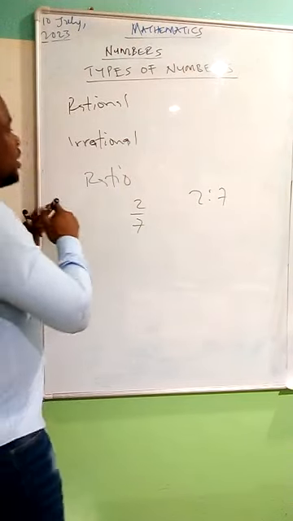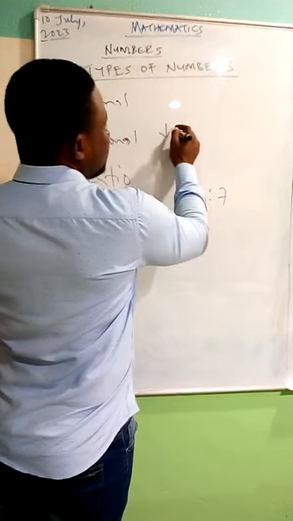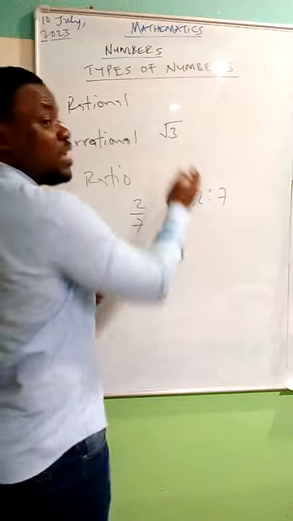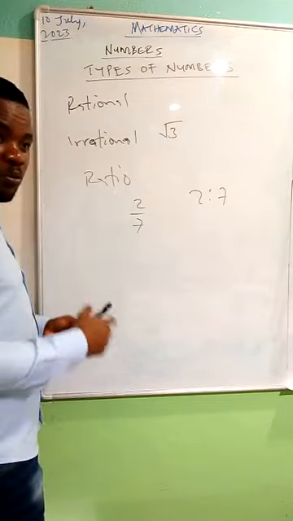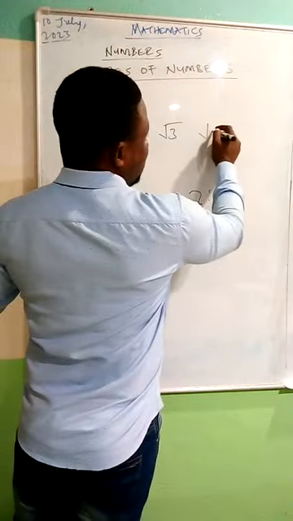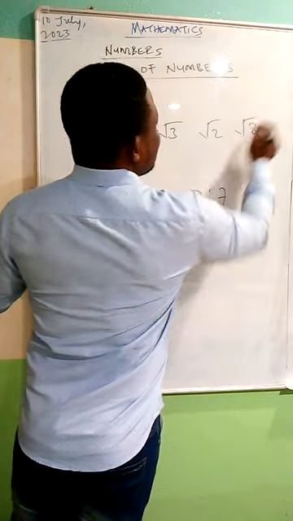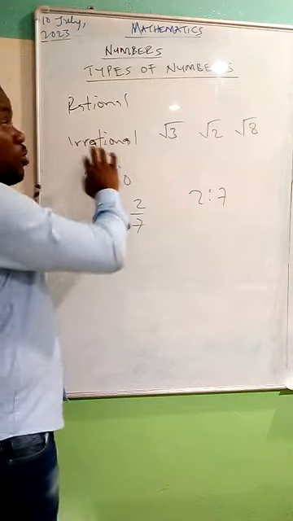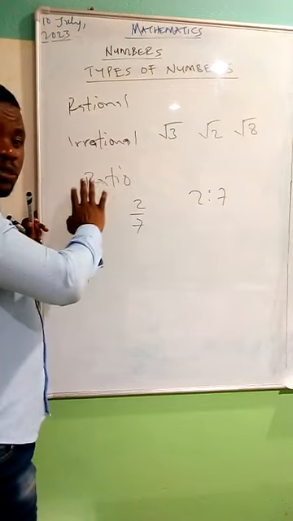Is that okay? Now if I have something like the square root of 3, there's no way I can write the square root of 3 as a whole number over another whole number. In fact, most square roots are not perfect squares, they're irrational numbers. When we're talking about surds, I'll talk more about irrational numbers. Is that okay?